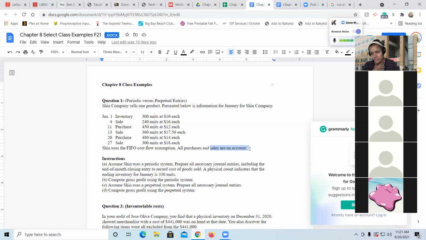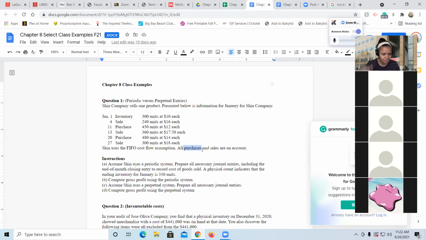And then all purchases and sales are on account. That means we won't be using cash. We'll be using accounts receivable for sales. And when it comes to purchases, we won't be using cash payments. We will be using accounts payable. So you guys are accounting majors, so you know this already, that you have to read the question so carefully, because in one simple sentence, there's so much additional information being given to you about how the journal entry should look.